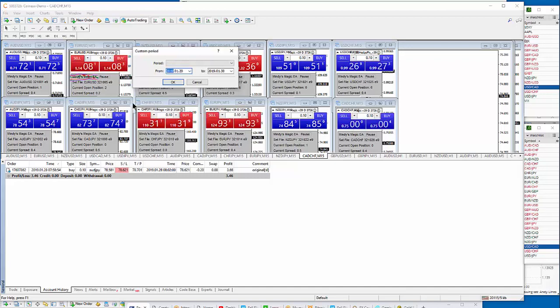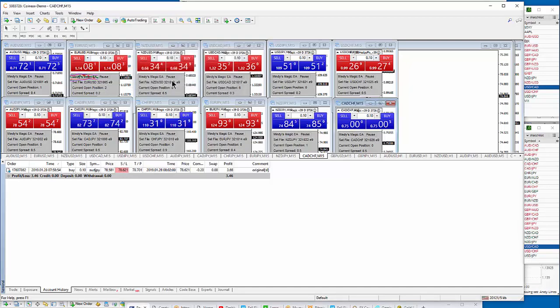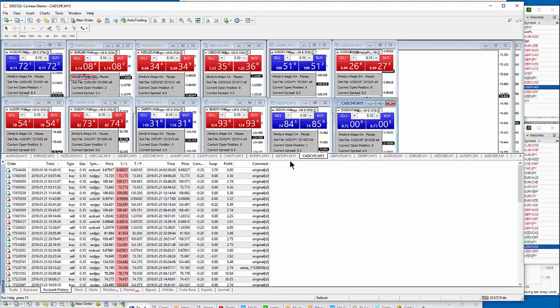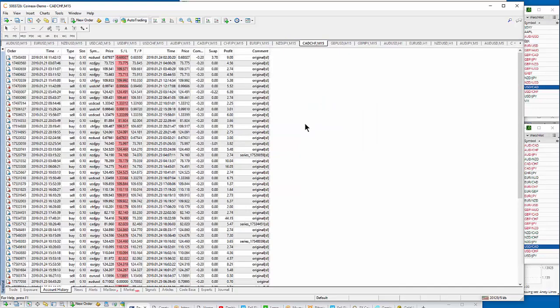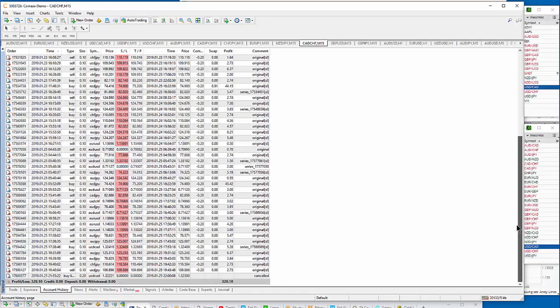So we'll go from the 20th to the 26th, which would be all of the trades from last week, and take a look at what happened there. What we'll do is make the box taller so that we can see as many of them as possible in one screen. It's quite a long list, and it has a scroll bar on it.